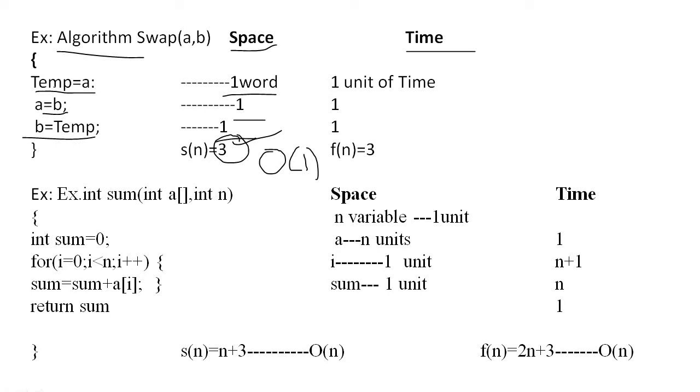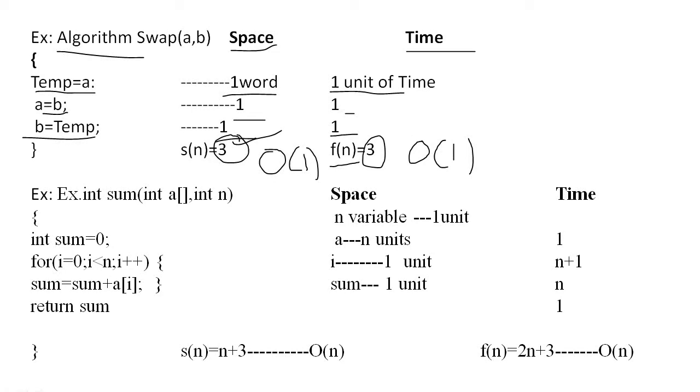To assign the A value to temp, for execution it uses 1 unit of time. To assign the B value to A, this statement also uses 1 unit of time. To assign the temp value to B, it also uses 1 unit of time. The closing brace doesn't use any CPU time. So in total it takes 1 plus 1 plus 1, 3 units of time. It is represented in the form of a function f of n. The order of this time complexity is also constant, so we write it as big O of 1.